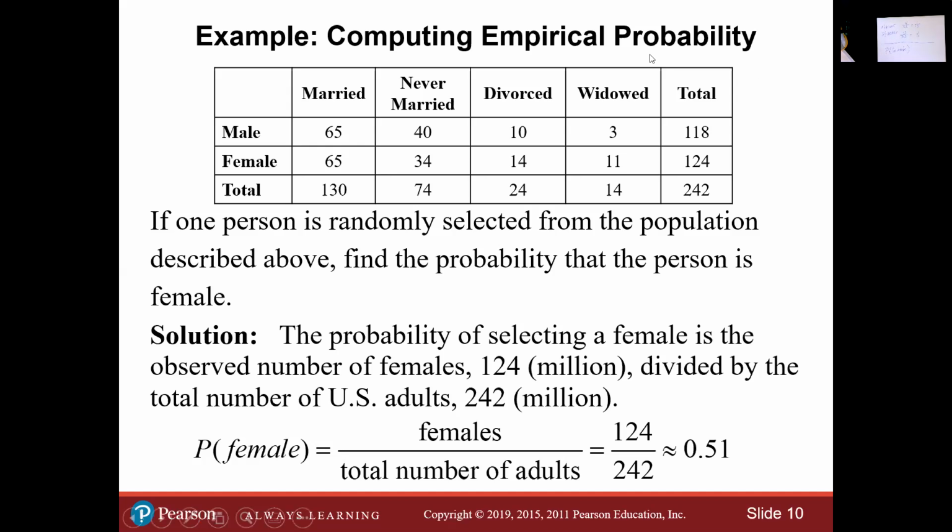Okay. So if we go to the table, the part is going to be the total number of females, which is 124, over the total number of people in the study, which is 242. So 0.51, which makes perfect sense. About half are female. And we're done.